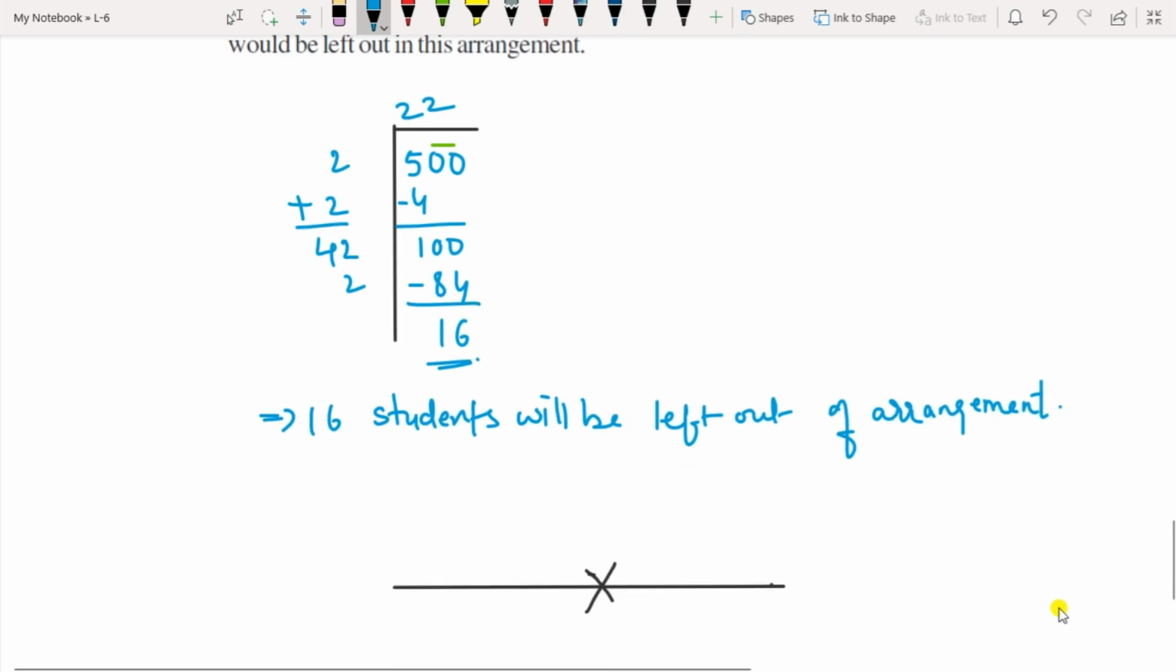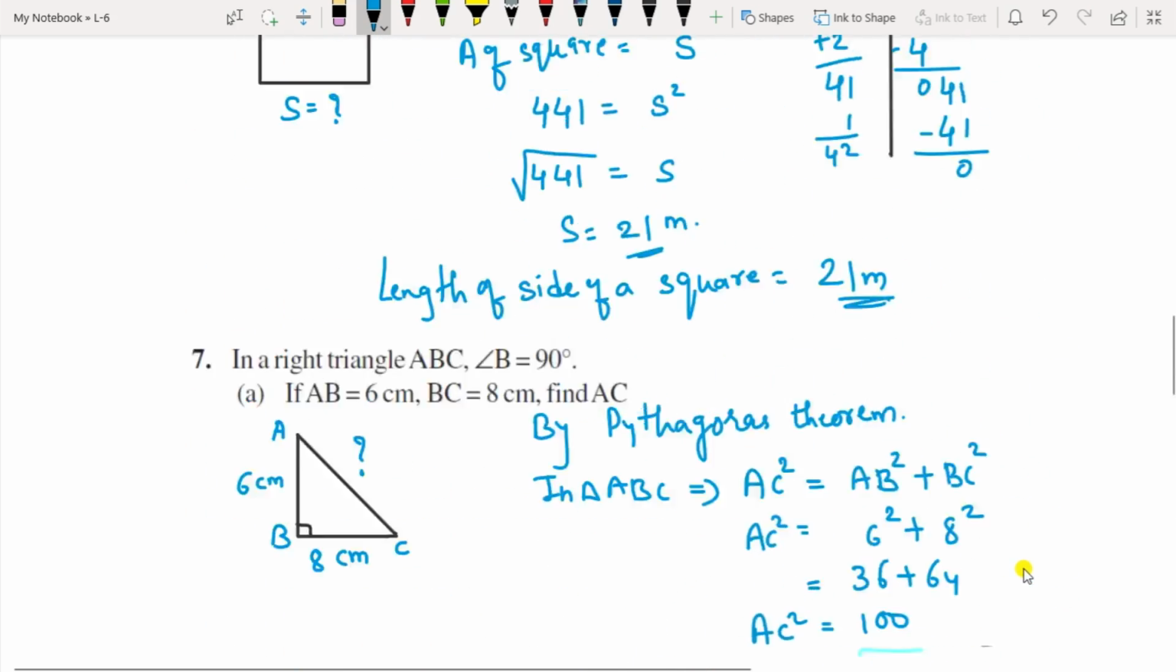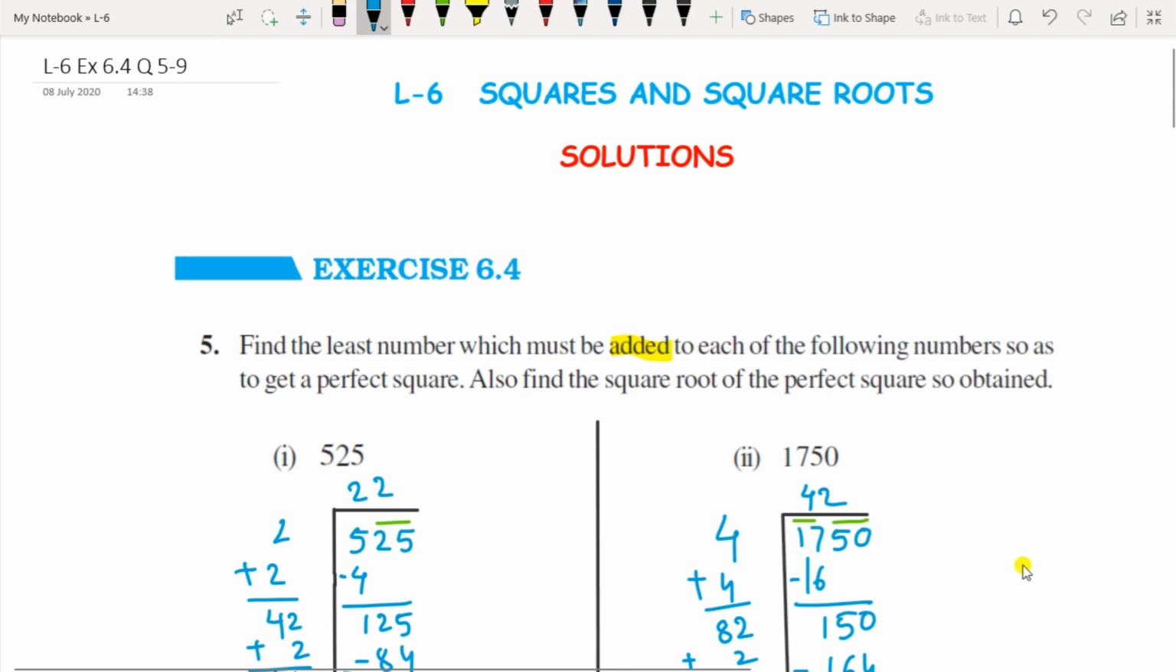So this is all about exercise 6.4 from question number 5 to question number 9.